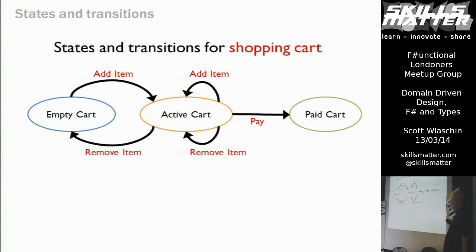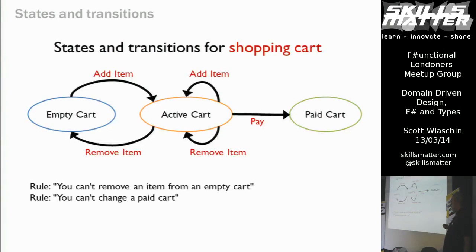You have an empty cart, you have an active cart with stuff in it, and then you pay for it. When you pay for a cart, it's paid for and it's done. You can't add things to it anymore. It's immutable. You can remove things from a cart, and if you remove too many things, you go back to being an empty cart. But you can't remove something from an empty cart. So there's a bug eliminated right there.